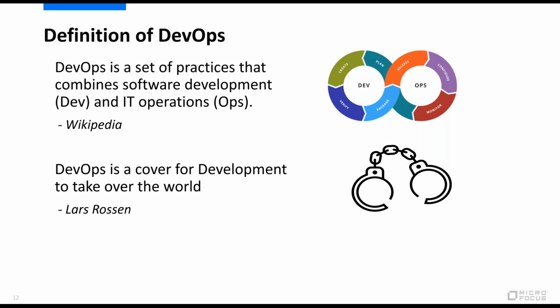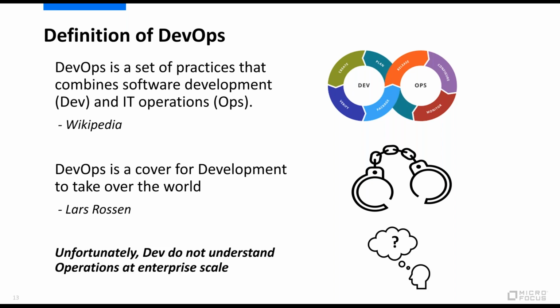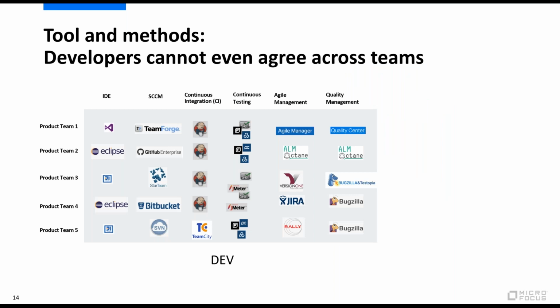But why couldn't they just work with ops? Well, because they think it's easier to do themselves and they believe they're smart, right? We'll come to that. Because one of the issues is that, unfortunately, the typical dev organization, the typical individual developer or development team, they don't really understand what it means to do operations at enterprise scale. They can understand their own little product, but when it comes into the bigger scheme of things, it breaks down. So really, are developers that bad?